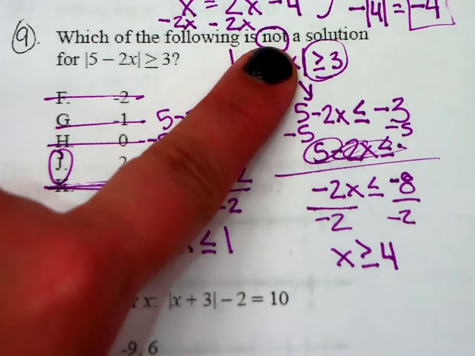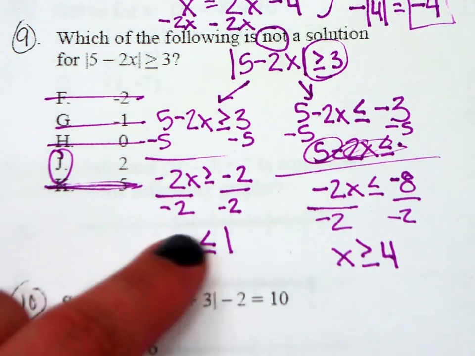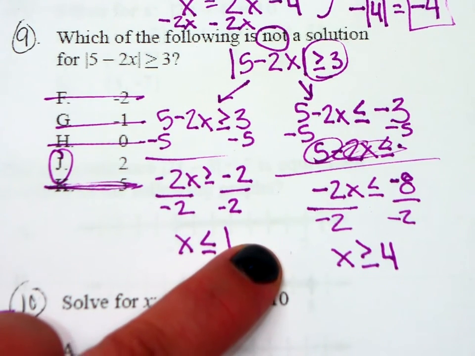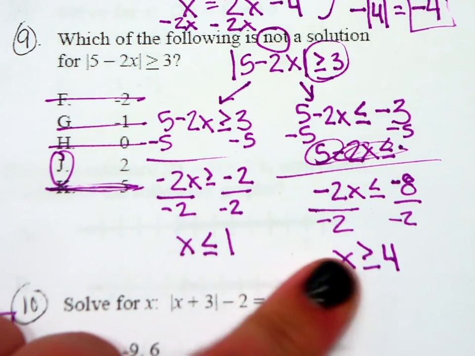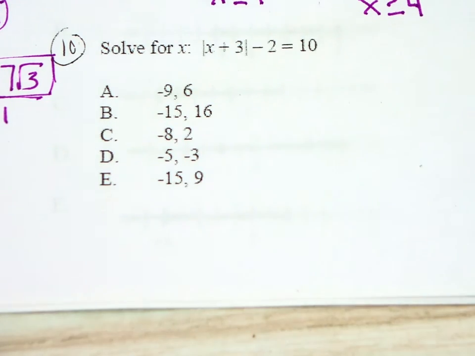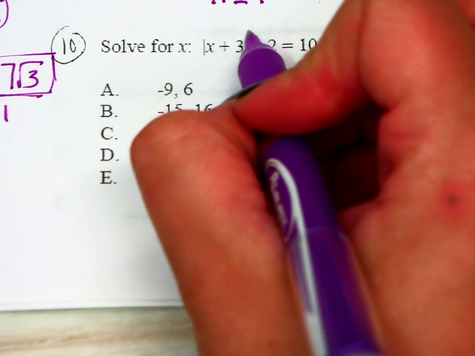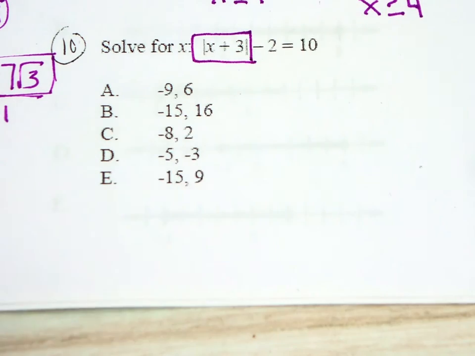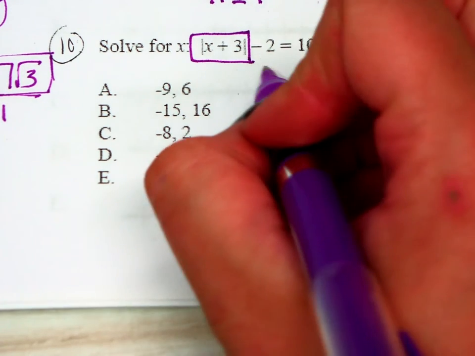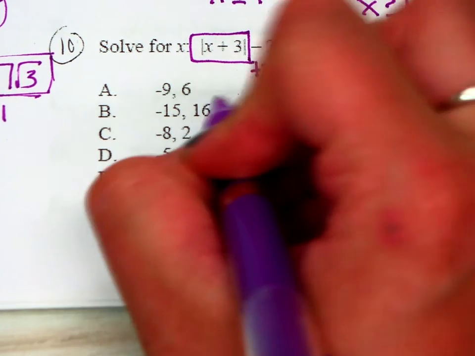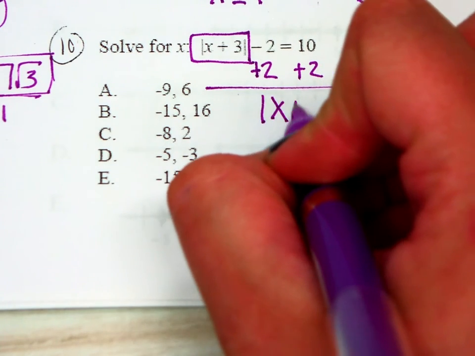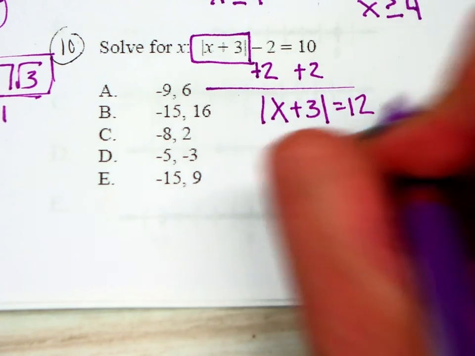2 is not a solution because 2 is greater than 1 and less than 4, which is not in these parameters. All right, next one. Now this is a prime example of how you have to move what's out front first. So here's my absolute value sign. I need to go ahead and remove anything that's in front of it or behind it. So I'm going to add 2 first. Absolute value of x plus 3 equals 12.